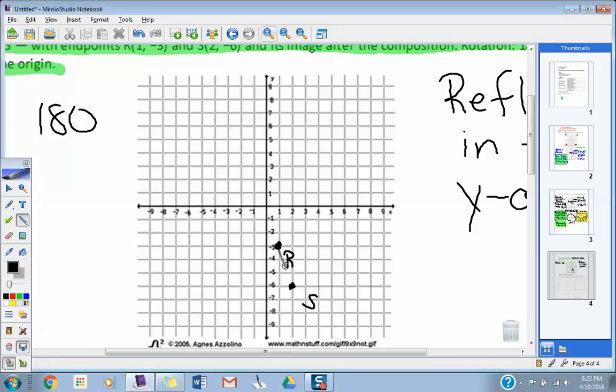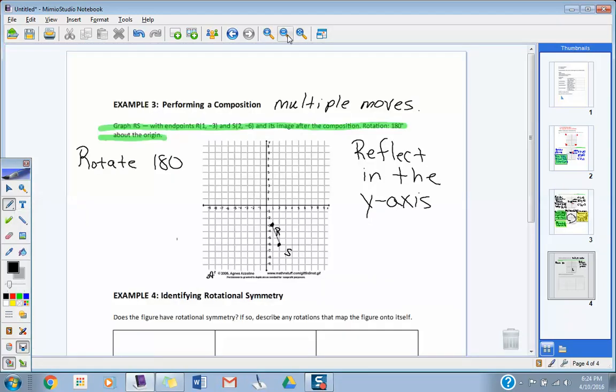So there's your line from R to S, folks. Okay, now, it said right in here, guys, that we want to rotate this 180 degrees. So to rotate this 180 degrees, your point (a, b) will become (-a, -b). All right, so the point (1, -3) will become (-1, 3).